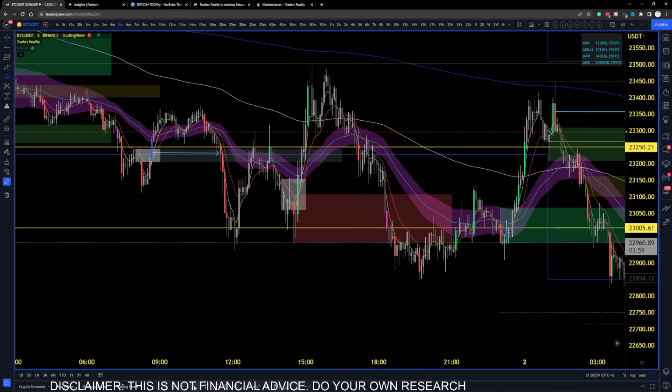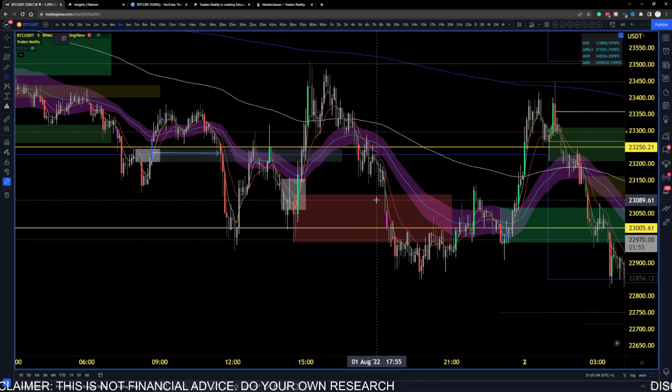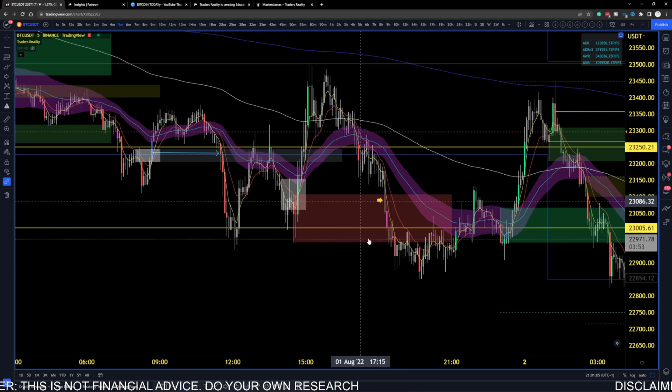So if I actually come up here and mark off this point right here, let me just get the arrow. There is a vector candle. How do we know it's a vector candle?